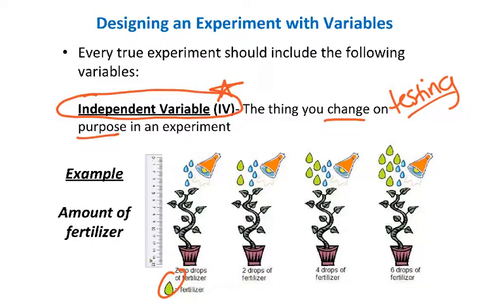So we're going to have one plant over here that gets no fertilizer at all, no green drops. The second plant is going to get 2 green drops. The third plant is going to get 4 drops of fertilizer, and then this last plant will get, looks like 6 drops of fertilizer. So in this case, the independent variable, the thing that we're testing, the thing that we're changing on purpose, is the amount of fertilizer.